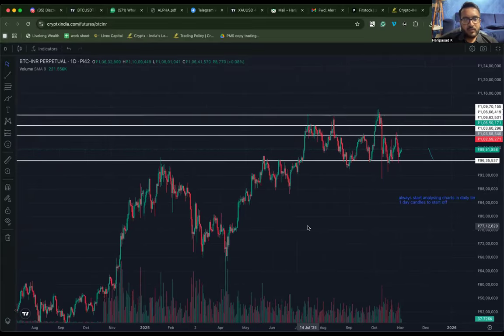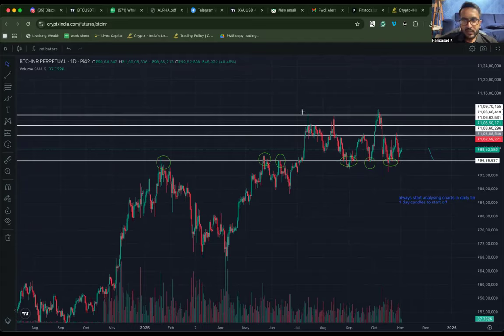Now, after that, let me point out what I noticed. I see that Bitcoin has been finding a resistance over here, and again over here. Post that, I see that it has been managing to find a support over here.